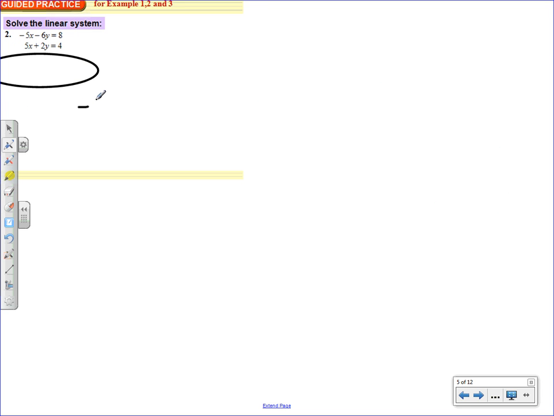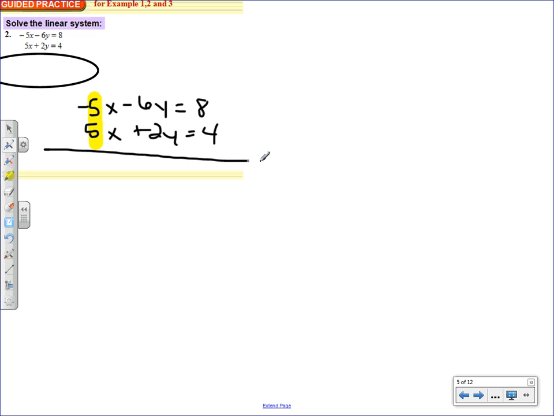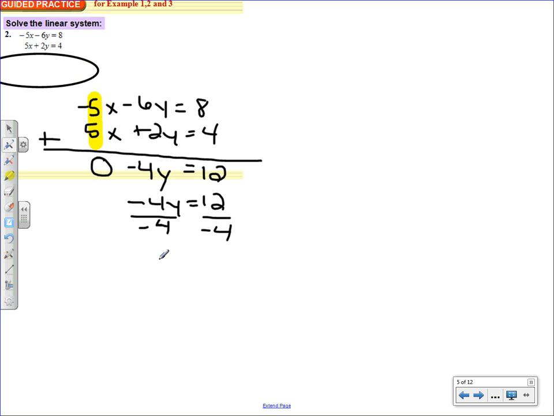Looking at this second set, again, let's focus on looking for our opposites. Here are our two equations. If you look carefully, you will see that our x variable is listed as opposites. So we're going to combine these by adding. 8 and 4 would give us 12. Negative 6y and 2y would give us negative 4y. And again, opposites, negative 5x, positive 5x is going to give us 0. So negative 4y equals 12. Divide both sides by negative 4. 12 divided by negative 4 gives us a value of negative 3.